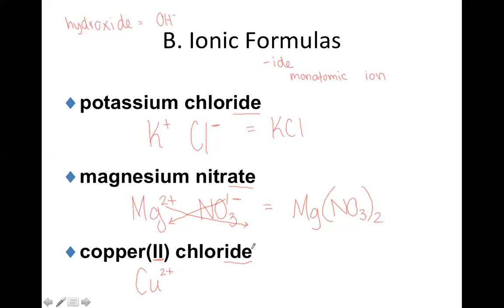Chloride, again, IDE means monatomic ion, so just one type of atom here. So we have just chlorine. Chlorine, we know, gets this negative charge. So we have a 2 plus and a 1 minus. Those do not cancel, so we crisscross. And that gives us CuCl2.